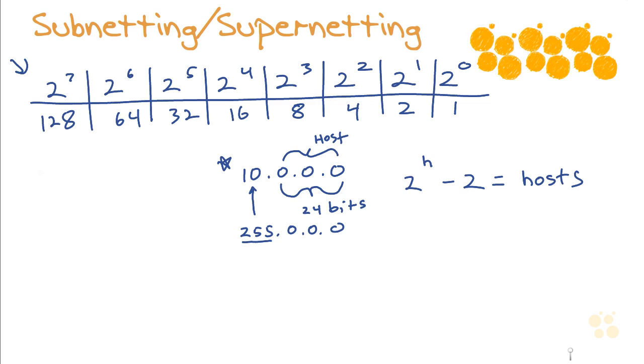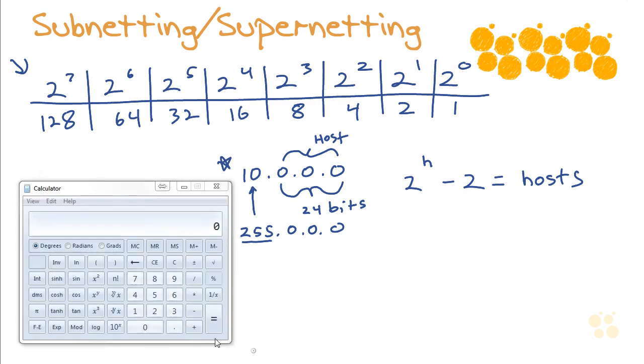In fact, let me grab one. So that would be 2 to the y, 24, minus 2. Wow. So we can accommodate 16,777,214 host systems given this particular numbering scenario.